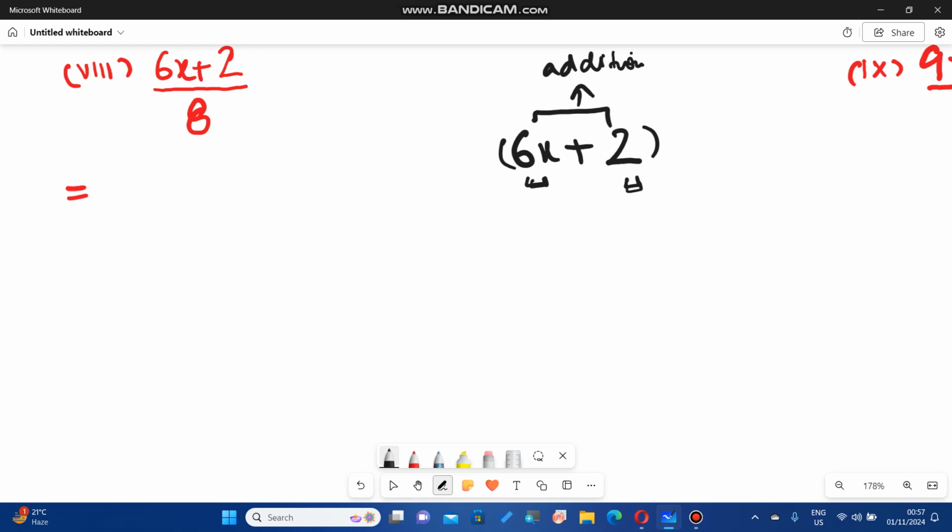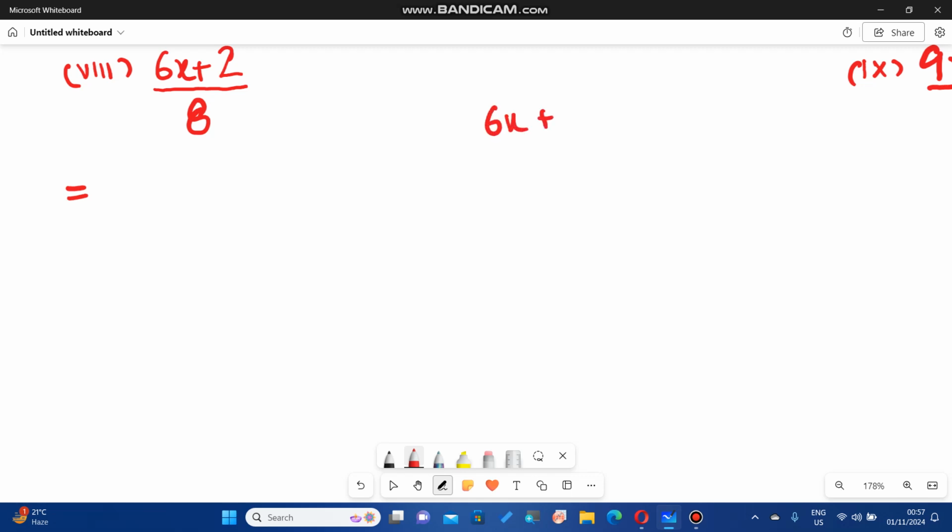So what are we going to do? We are going to take common. If we cannot add them together, we can always take a common factor here. We have the term 6x plus 2 divided by 8. Can we take x common here? We cannot take x common since x is missing in 2. We can take a number common. Out of 6x plus 2, we cannot take x common because it's missing in 2.